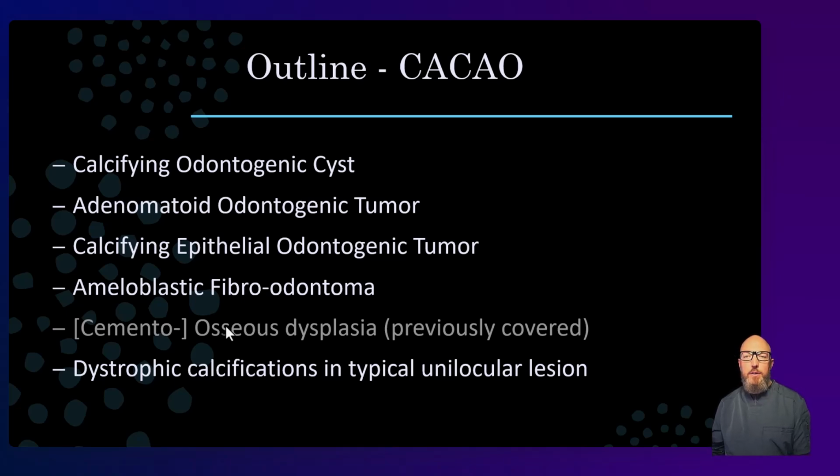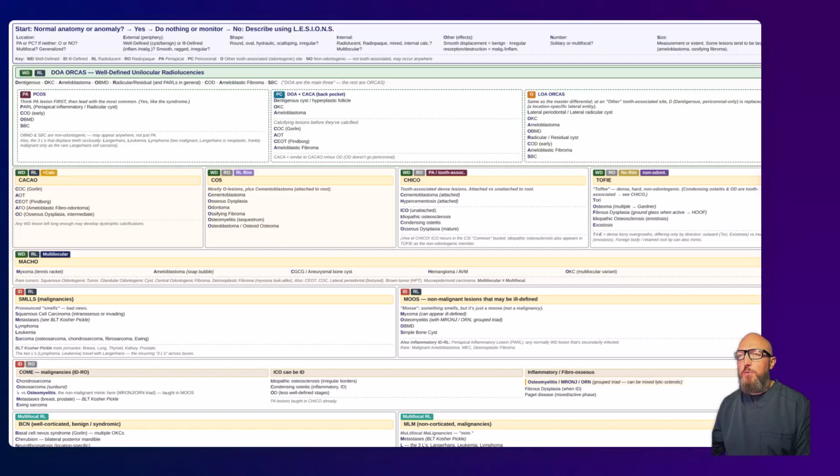which we've already covered, so I'm not going to cover it again in this lecture, but it does make a nice round acronym. So the CACAO, also the background you see here, should help you remember that this has to do with radiolucencies with small calcifications. And so I just wanted to point that out on your differential diagnosis chart.